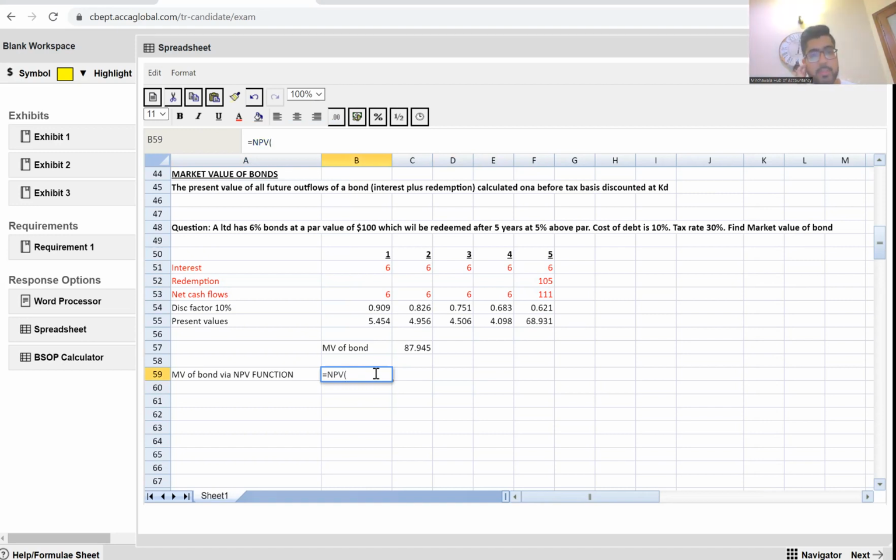Once you get net cash flows, NPV function equals NPV, bracket open, cost of capital. So what was the cost of capital? 10%, comma, NCF year one till last year. NCF for year one was in B53 till F53, bracket closed, plus the investment cell. And there is no investment cell here, so 0. Stop it at 2 decimal places. It's a number, not a percentage. See, 87.94.